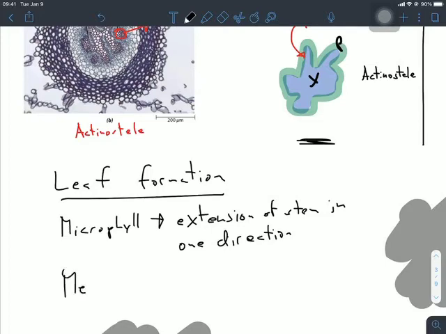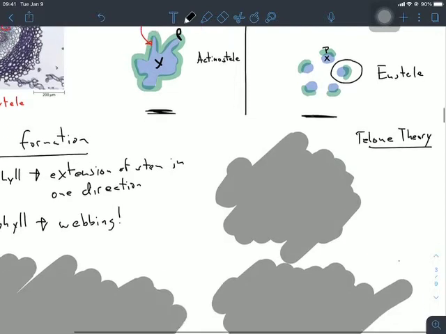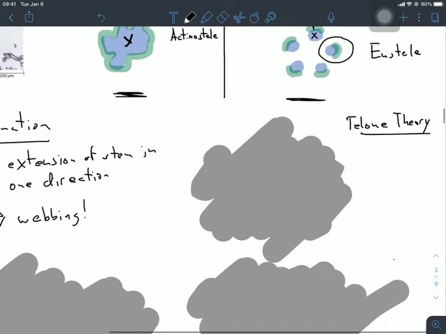A megaphyll is instead very complex. It had to get to a point of webbing. And there's something called telome theory, or overtopping theory, that is, I think, at least a neat thought experiment to explain what is going on with how our megaphylls formed.